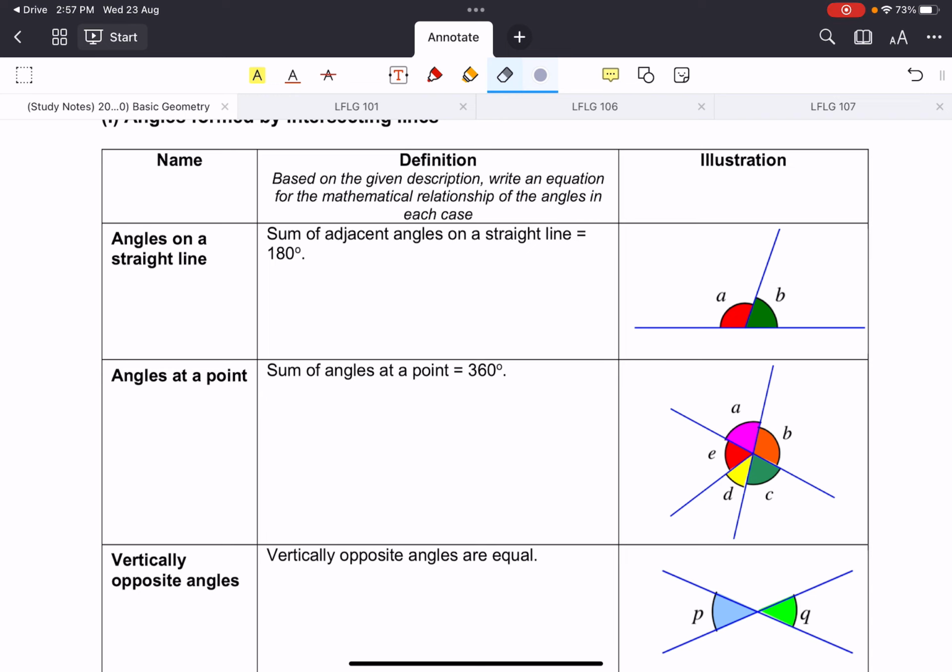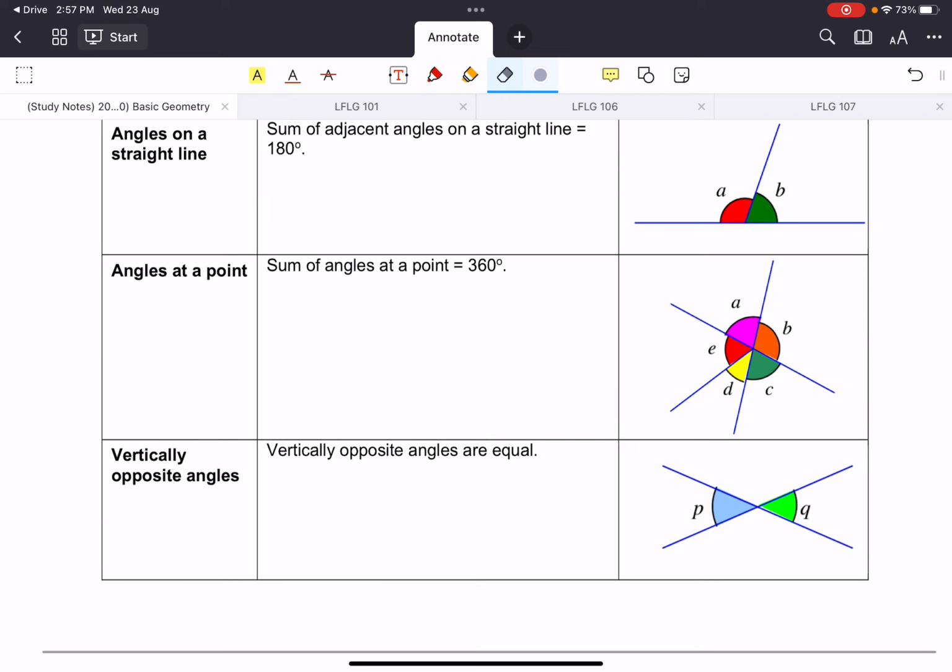Now, the third one is something interesting: vertically opposite angles. So what happens if we have two straight lines intersecting one another? The opposite angles in this case, right? You can see the angle P and the angle Q. They are actually equal, right? So we call this vertically opposite angles.